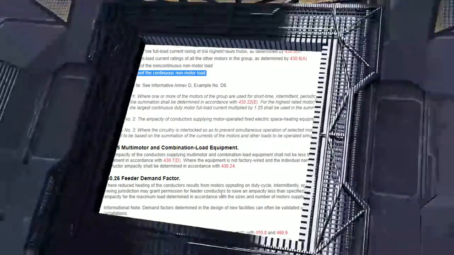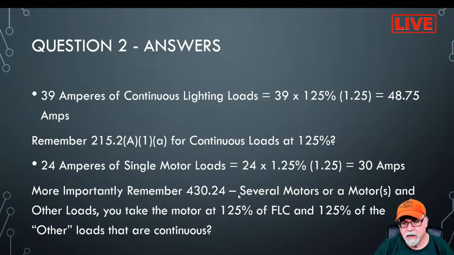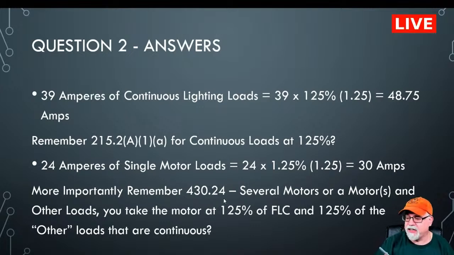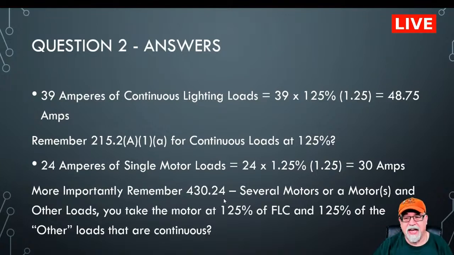So let's go back. And that's where we're getting that allowance for the exam question. So here you see we did that. We took the motor at 125% of FLC, and 125% of the other loads that are continuous. Now, what's the answer? Well, I didn't put it on the screen because I wanted you to work it out. And what is the answer? 48.75 plus 30 equals 78.75. So I need a conductor that can handle at least 78.75. And then, of course, I have to protect that conductor at its ampacity.